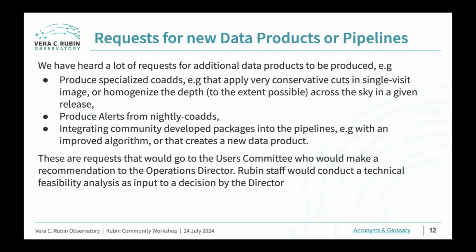So this week, even here in Zoom land, it's been very, very exciting, and we've heard lots of requests for additional data products to be produced. So here's a bit of a summary of some of the things that we've been hearing this week. Requests for specialized coadds, for example, that apply conservative cuts to a single visit image, or perhaps coadds that will try to homogenize the depth to the extent possible across the sky for a given data release to support a particular type of science.